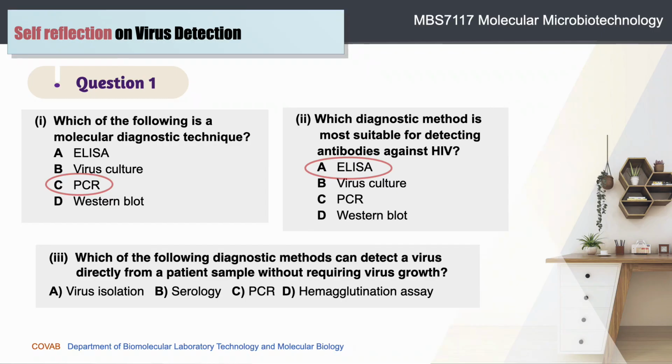Third question, which of the direct diagnostic methods can detect a virus directly from a patient's sample without requiring virus growth? So we are not doing detection of antibodies. Rather, we are detecting viruses without cell growth, or virus particles without cell growth. And yes, you've got it. It is PCR. So let's move on to the next question.